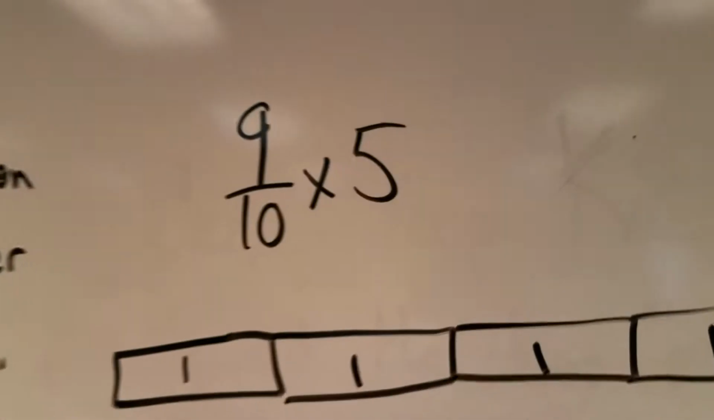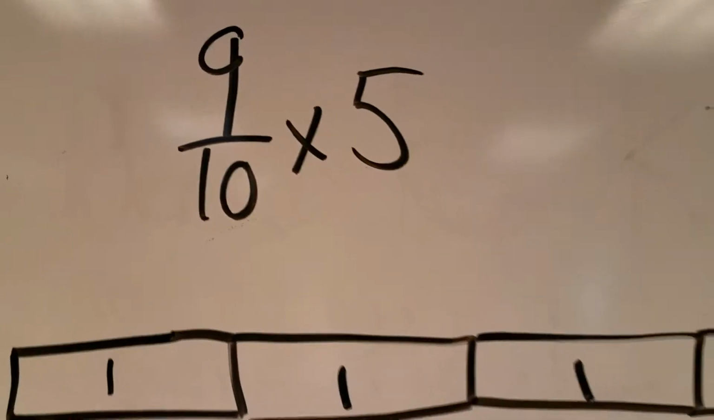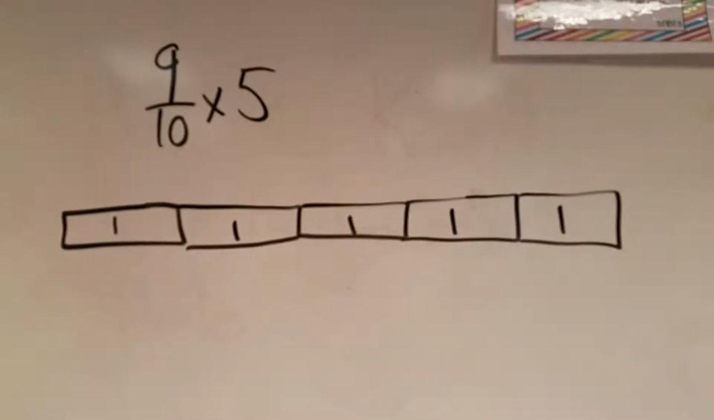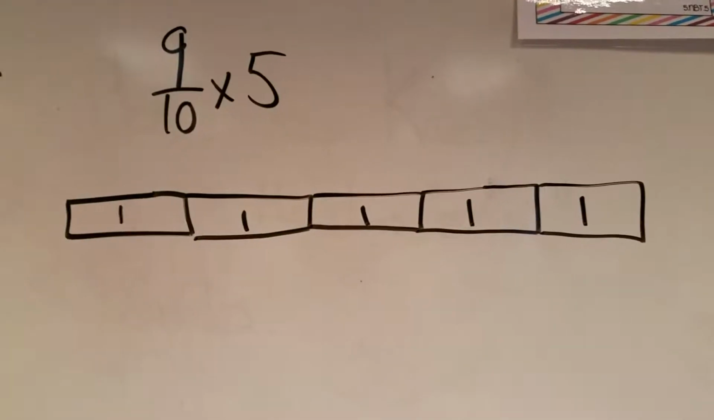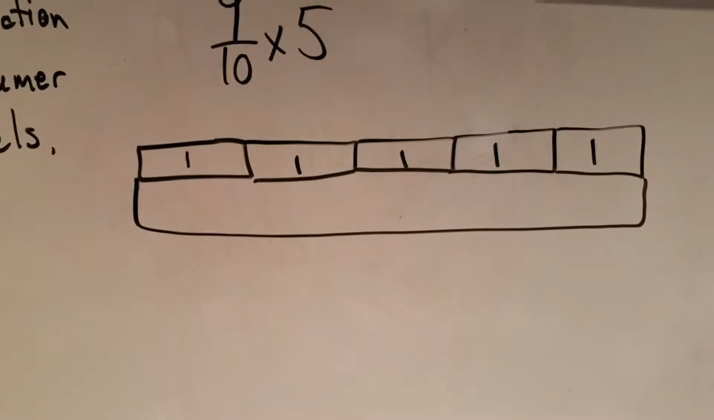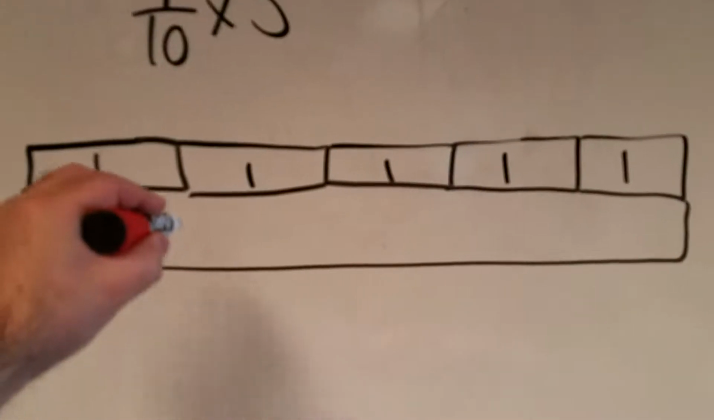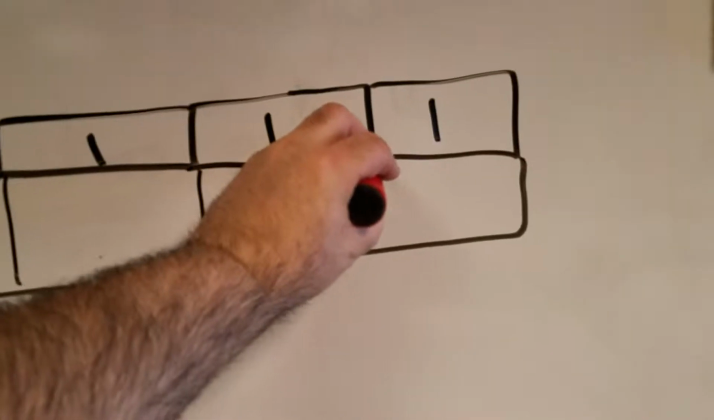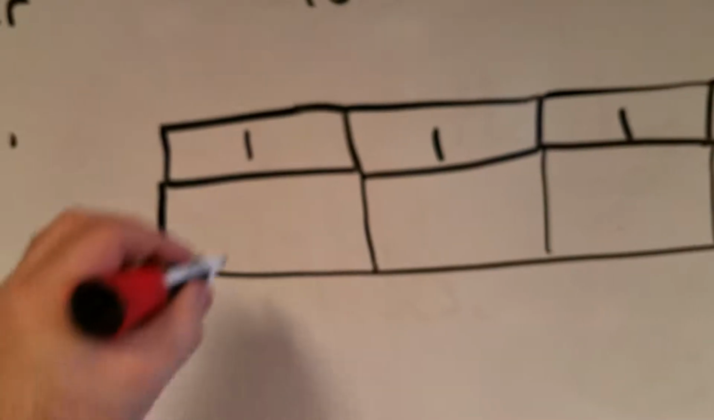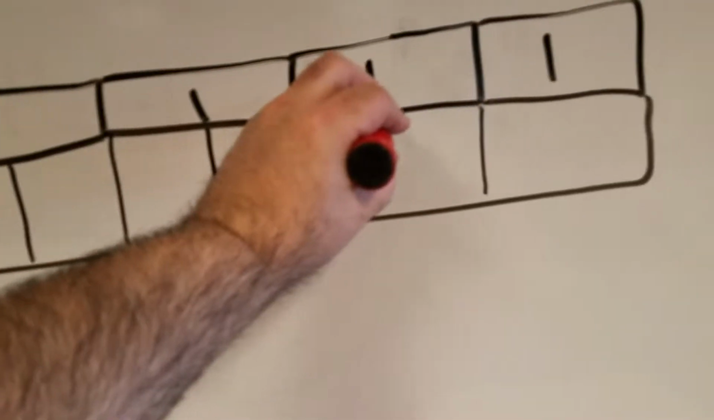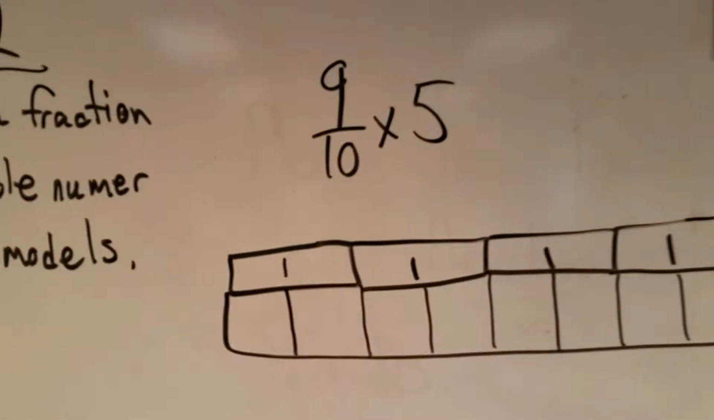Now, I look at my denominator, and I say, okay, I need to make those 5 bars into 10 pieces. So I'm going to draw another box underneath it and make sure that there are 10 pieces. You'll see that in just a second. So I drew this big bar, and I'm going to say, okay, if I continue these lines here, I have 5 pieces, and if I put a line in between each one, I have 10 pieces. So there are my 10 pieces that I'm looking for.